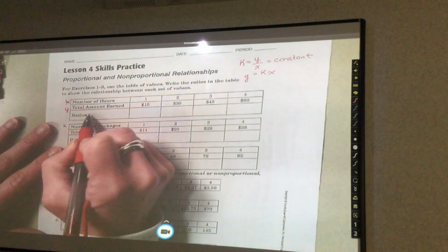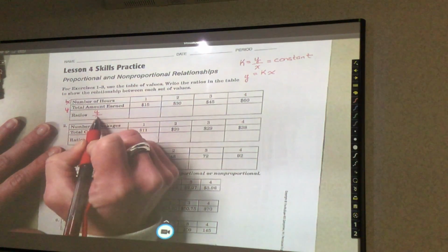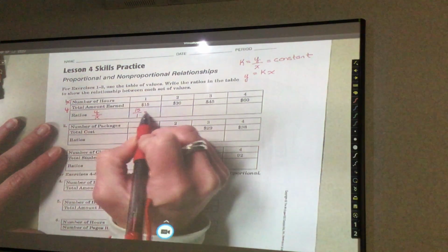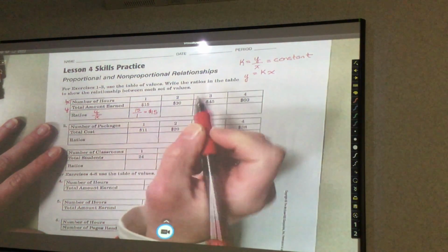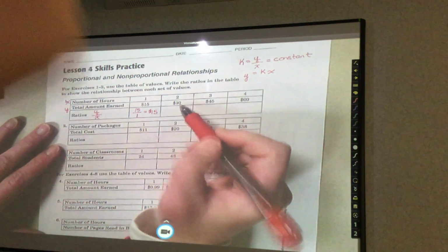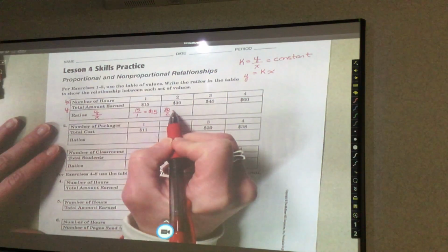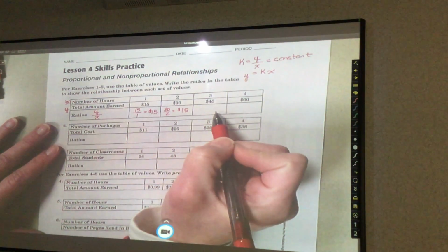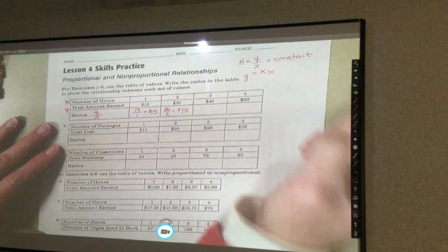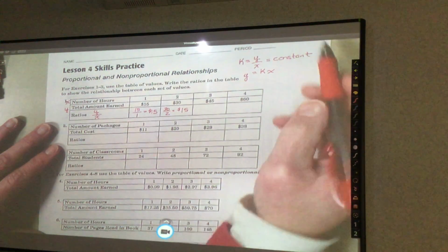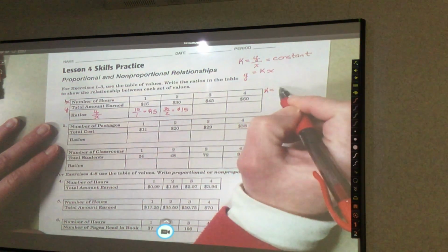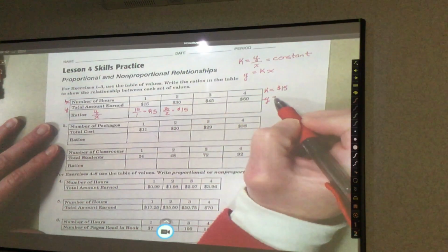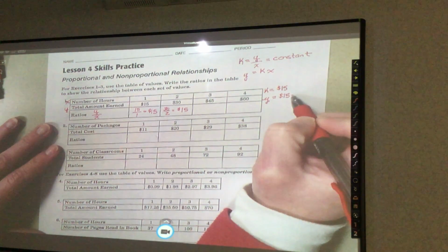So now we have to write the ratio, and I want you to write it that it's y over x before we even do one. So then it'd be 15 over 1, which was 15, right? Then 30 over 2, which is what? 15. Then 45 over 3, which is 15. Then 60 over 4, which is 15. So do we have a constant? Yes. Okay, so I'm going to say that k equals 15. Then I'm going to write my equation, y equals 15 times x.